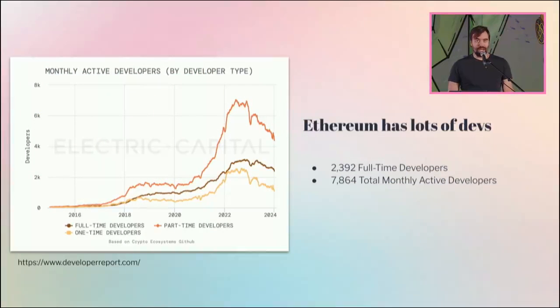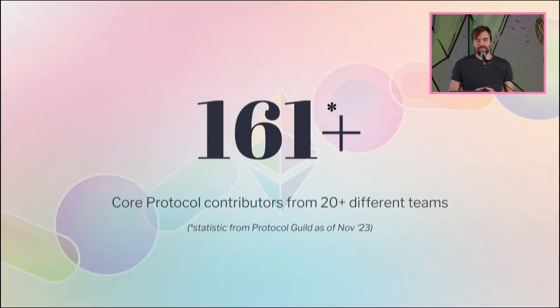There is a lot of development that happens on Ethereum. According to Electric Capital, there are around 2,400 full-time developers that work on Ethereum, and around 7,900 that do some kind of commits into some repo that has something to do with Ethereum. That being said, only around 170 of them are core developers, right? So a very, very small percentage of the people that work on Ethereum work on the actual thing that makes everything work.